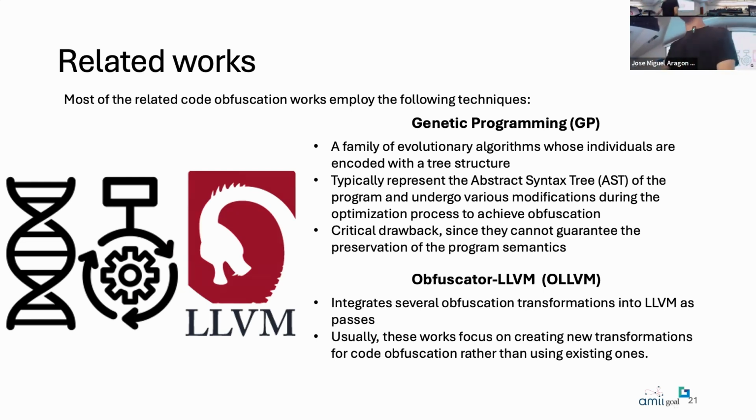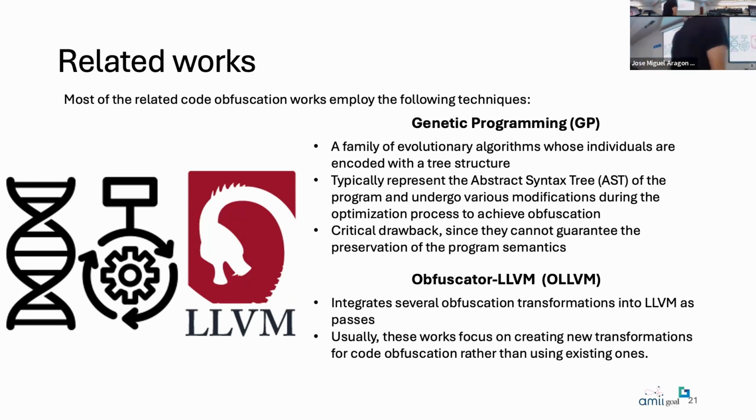So let's start talking about the related works. Most of the related works in the literature, usually for code obfuscation, use genetic programming. Genetic programming is another family of evolutionary algorithms whose individuals, instead of having a genetic encoding, are encoded in a strict structure. Typically, when you are trying to obfuscate code, they use the abstract syntax tree as the individuals in the population, and they usually alter this tree with some kind of operation until some kind of stop criterion is satisfied, and then you have your output result with your obfuscated software. There is a critical drawback in this type of algorithm: they cannot guarantee that the semantic behavior of the program is the same. So you need to apply additional tests and algorithms to check that the semantic behavior of your obfuscated program is the same as the original program.